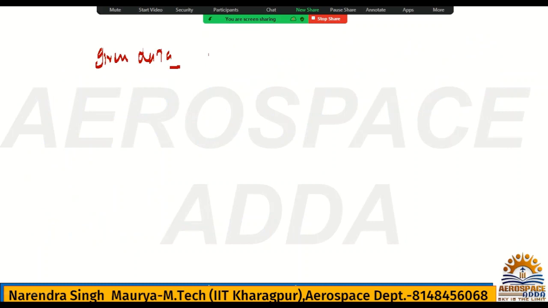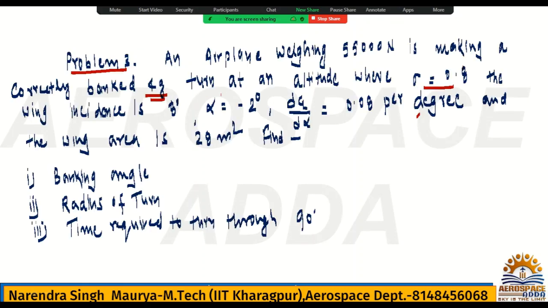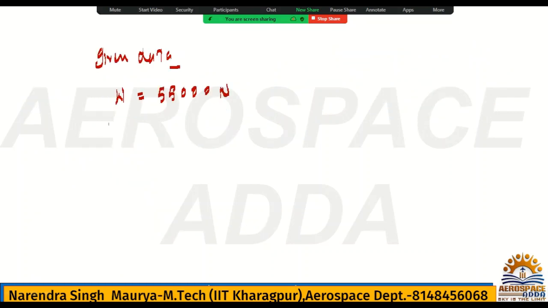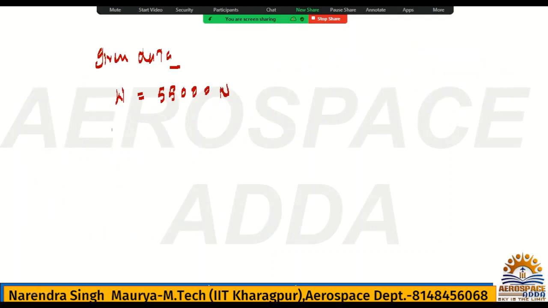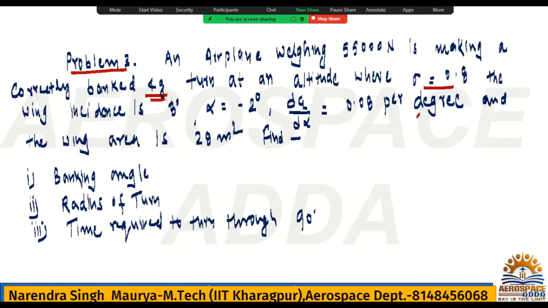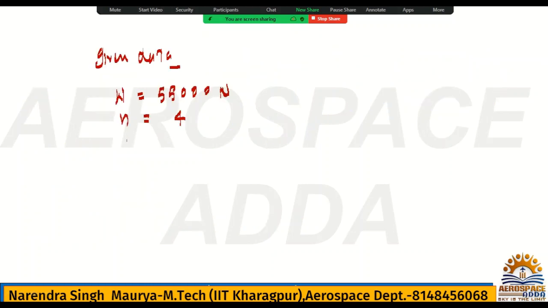It is weight. Weight is 55,000 Newton. Okay, then banked 4G. 4G is the load factor. Load factor is given how much? 4. N is the load factor, how much it is given? 4. Density ratio is given, sigma. Sigma is nothing but rho upon rho naught, 0.8.